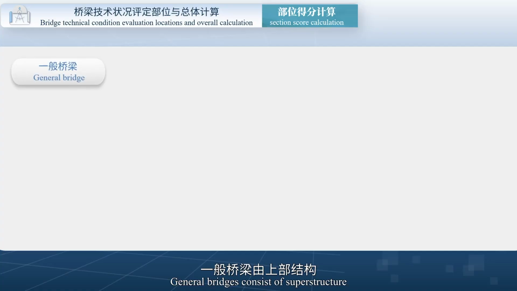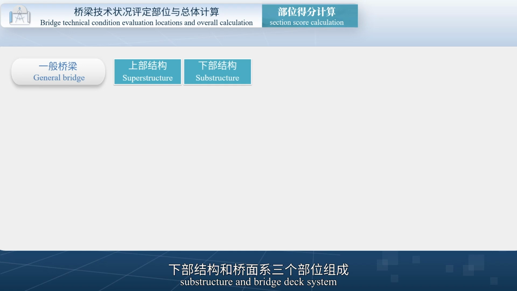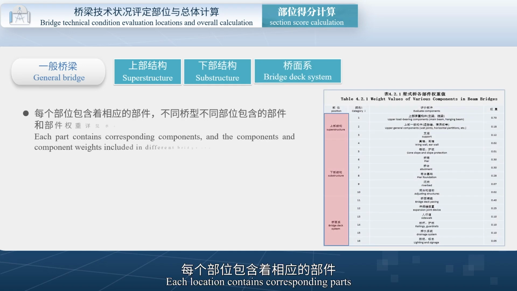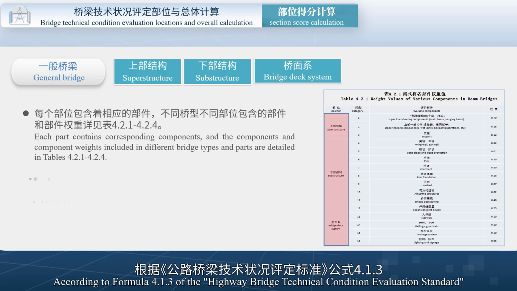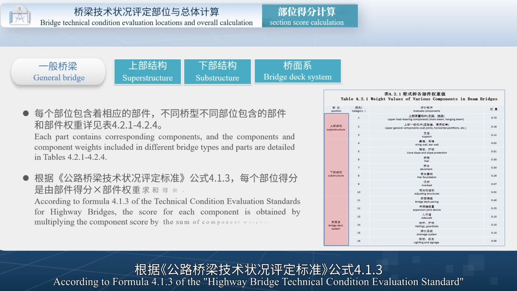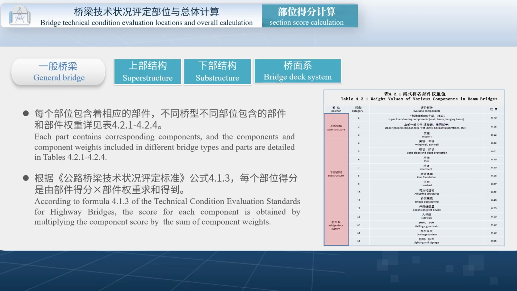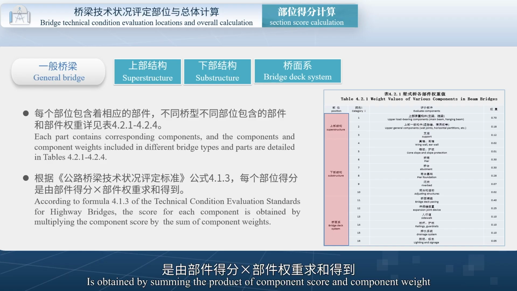General bridges consist of the superstructure, substructure, and bridge deck system. Each location contains corresponding parts. The components and component weights included in different bridge types and parts are detailed in Tables 4.21 to 4.24. According to Formula 4.13 of the Highway Bridge Technical Condition Evaluation Standard, the score for each location is obtained by summing the product of component score and component weight.